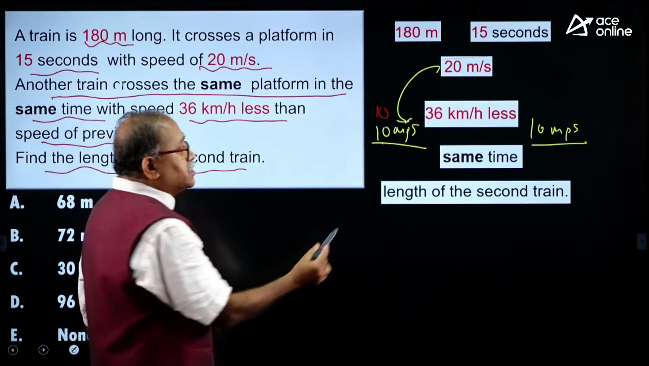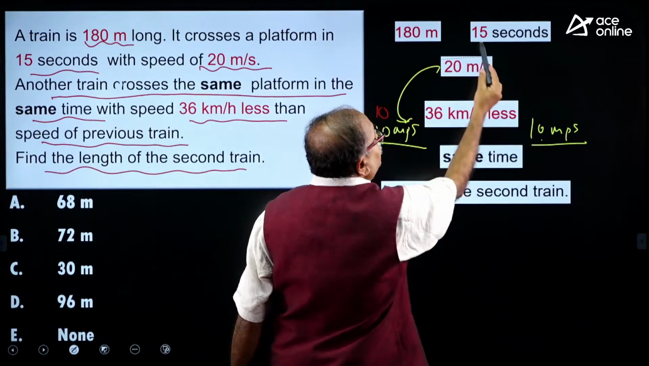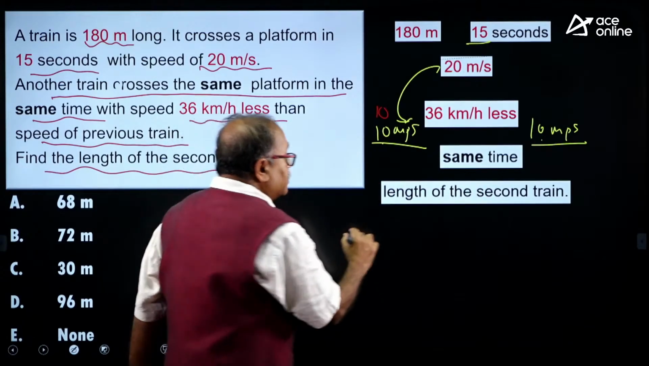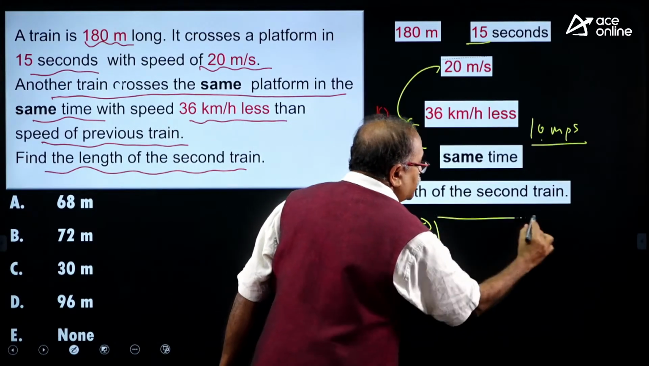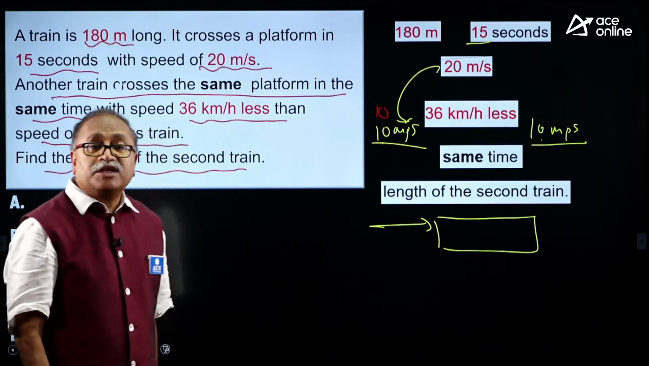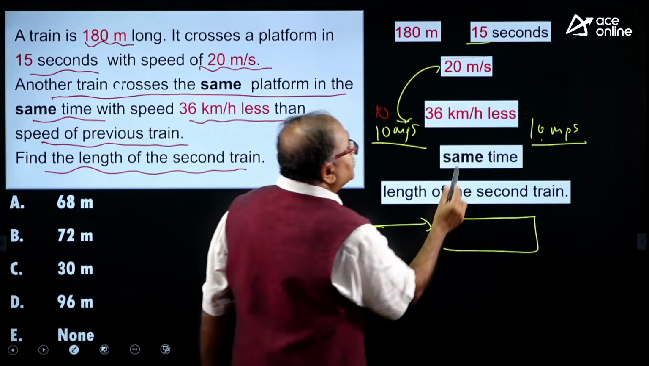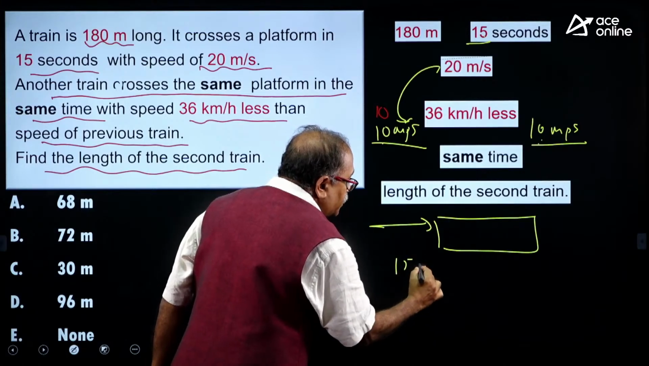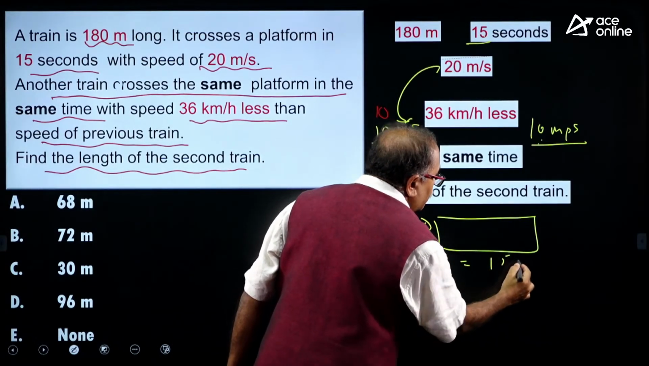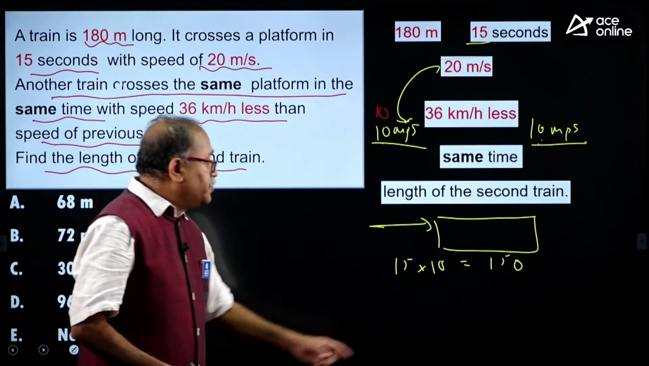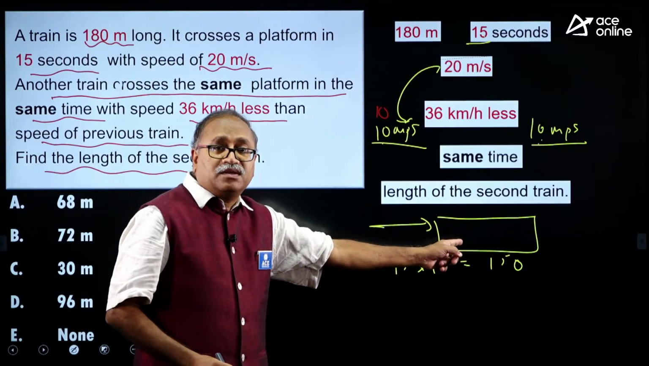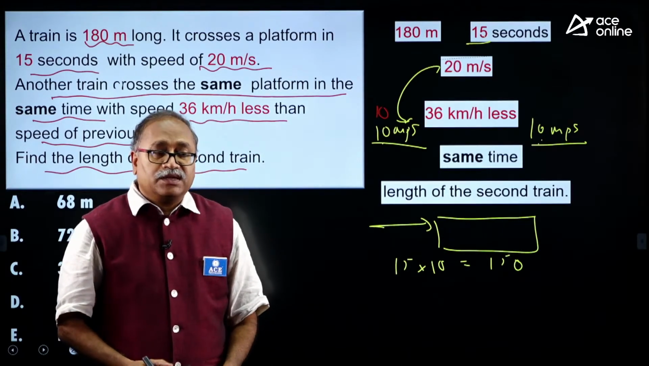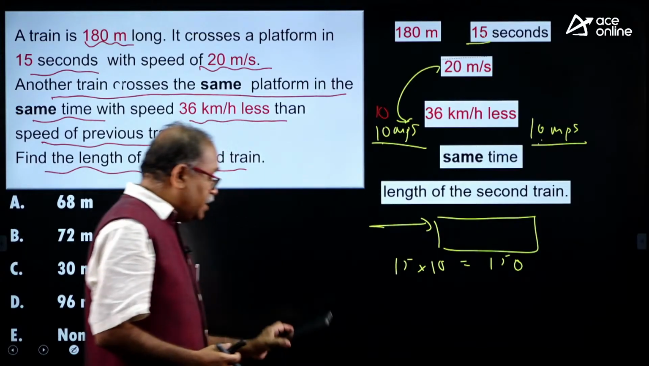Now, it is crossing the platform at the same time. What is that time? That is 15 seconds. So, what is the total length? The train plus platform total length. Total length is equal to speed into time, that is 15 into 10, that comes 150. From 150, if I take out the length of the platform, I will be getting the length of the second train. Okay. Anyone?